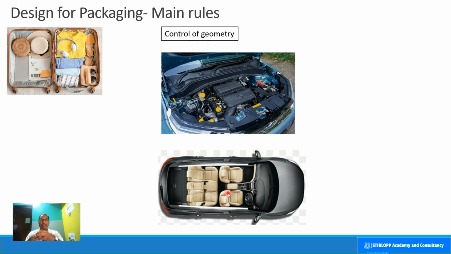Basically, design for packaging is mainly applicable for the top-down approach. We have to strictly follow this while adapting the top-down approach in our design.